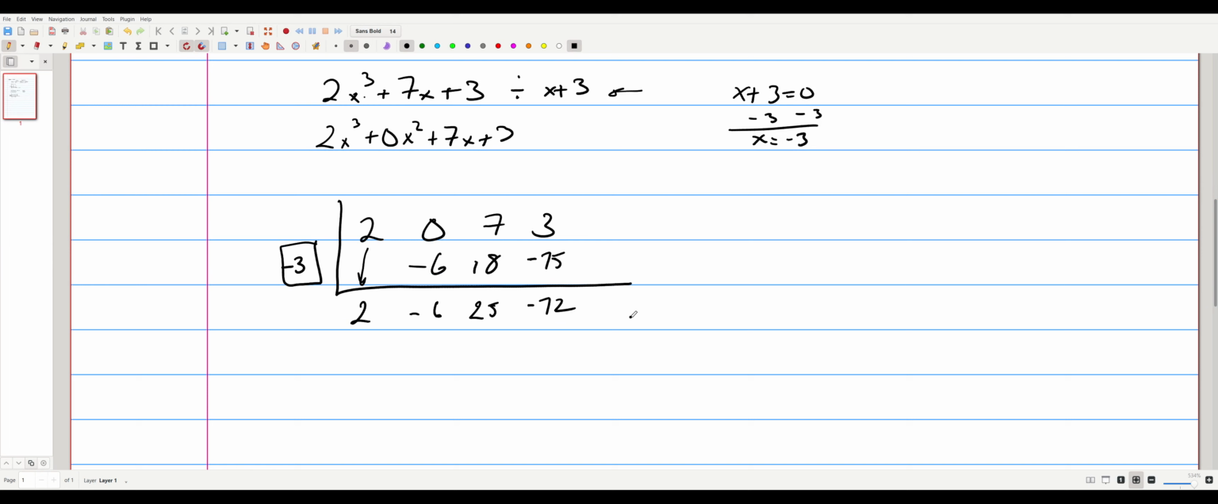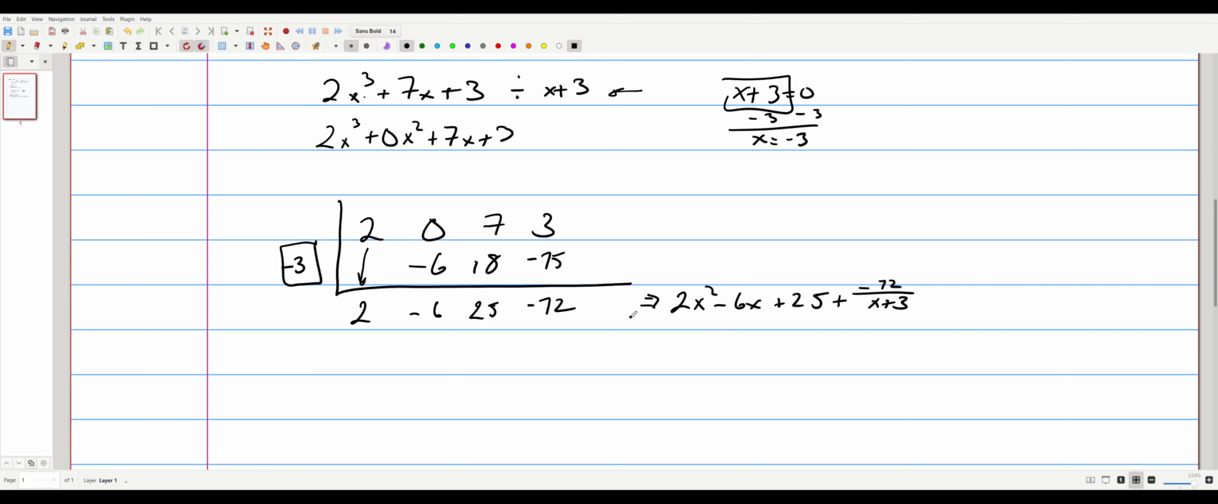And so remember, this was 2x cubed plus 0x squared plus 7x plus 3. And so our answer is just 1 power of x lower. So this tells us our answer is 2x squared minus 6x plus 25. And so notice that we already have a whole number and we don't want rationals, so this part is your remainder. The last term is going to be my remainder. So it's going to be plus -72 over what I divided by, my x plus 3, right? Over x plus 3. And so this is how you do synthetic division.